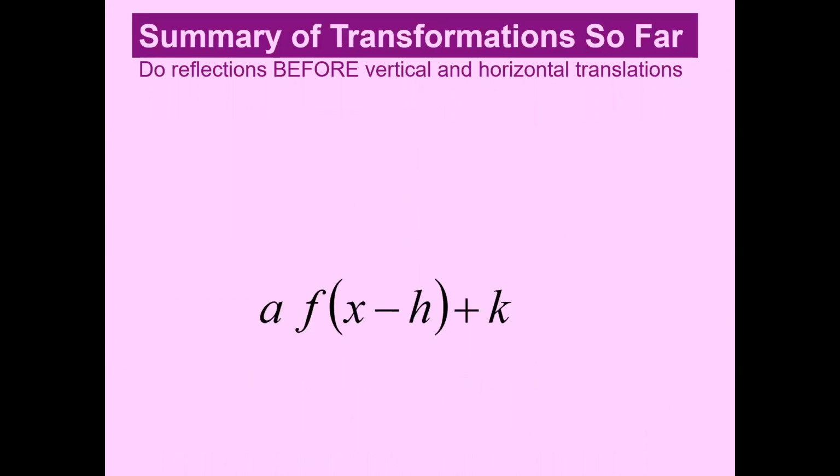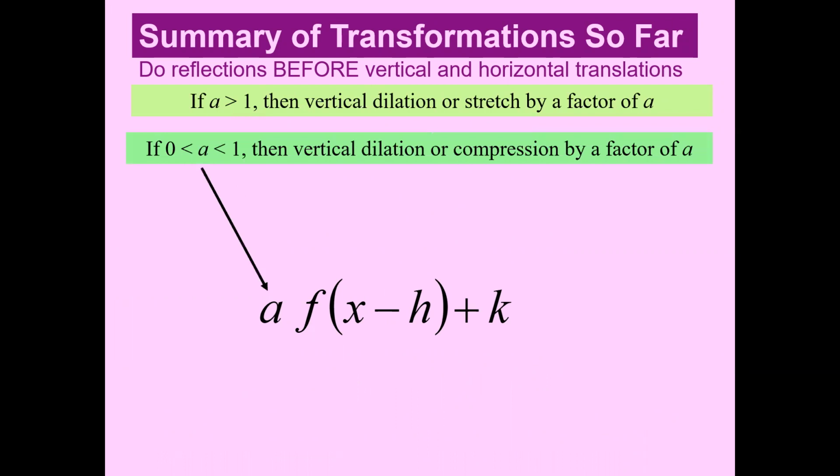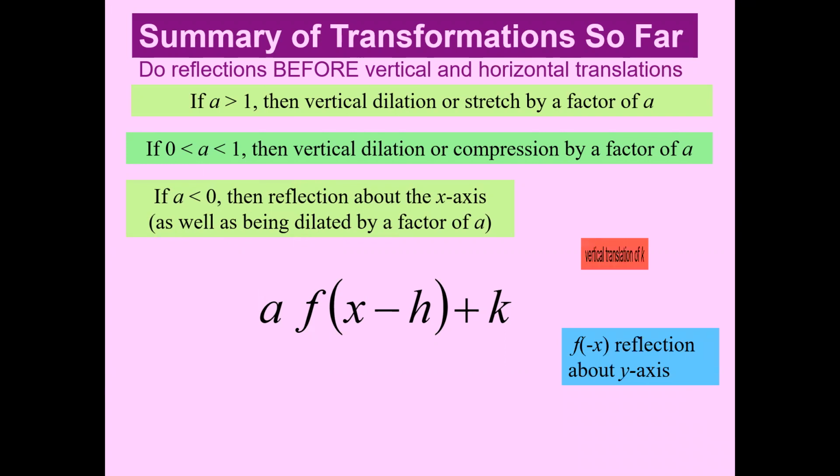Okay, here's a summary of what we learned. If a is greater than 1, then we will have a vertical dilation or stretch by a factor of a. If a is between 0 and 1, then it's a vertical dilation or compression by a factor of a. If a is less than 0, then there's a reflection about the x-axis, because it's negative, as well as being dilated by a factor of a. If we have a negative x, the reflection is about the y-axis.